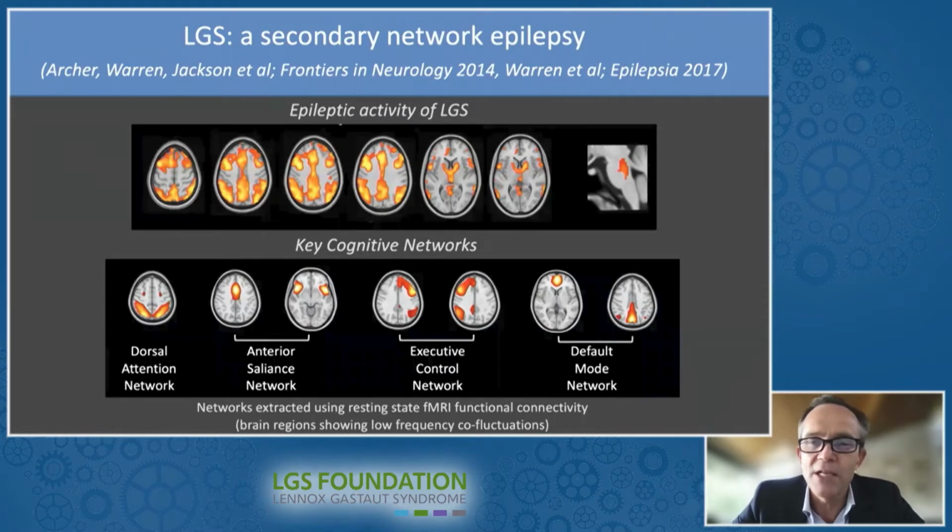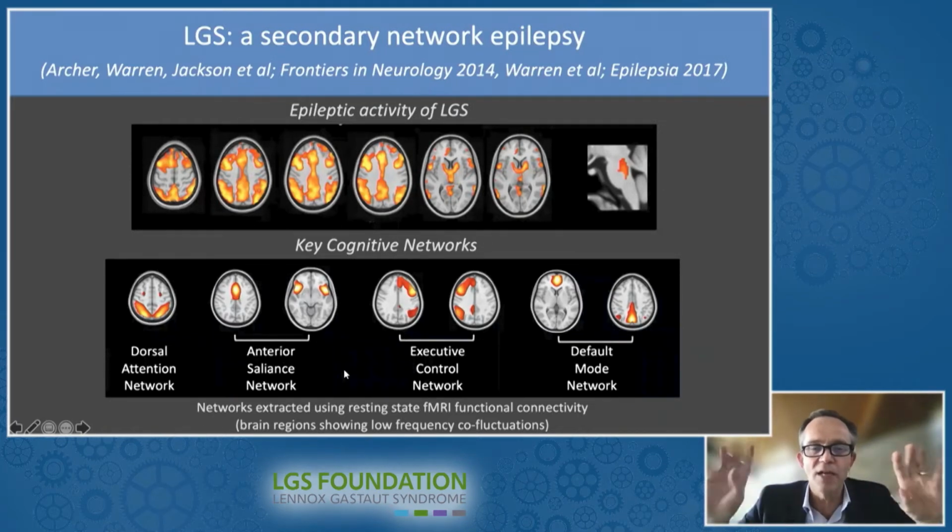So some of the major networks are listed here. On the left, the dorsal attention network is a network responsible for maintaining visual attention. When something occurs in your visual field and you look and you attend to it, you activate the DAN. The anterior salience network is the sort of network you go to when you're concentrating or focusing.